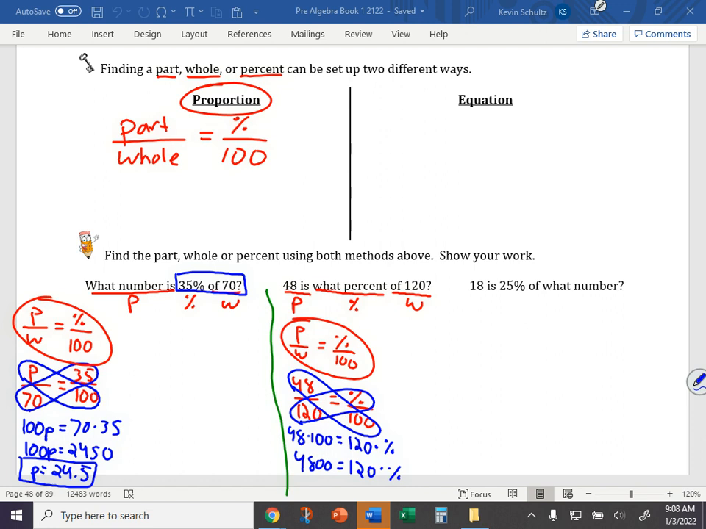Opposite operations. That percent sign is kind of like our variable, right? If we're multiplying it by 120, how are we going to do that? The opposite of multiplication. Division, right? So we're going to be dividing both sides by 120. But what is 4,800 divided by 120? Jack. 40. So our percent, our answer is 40.